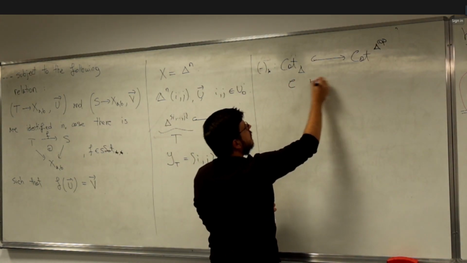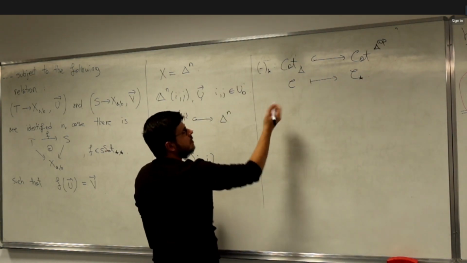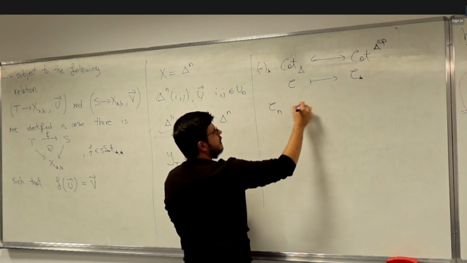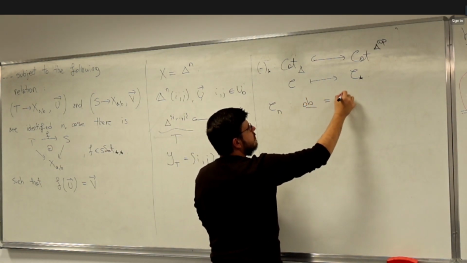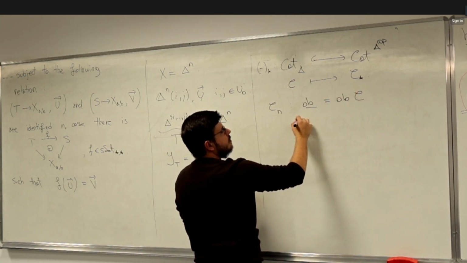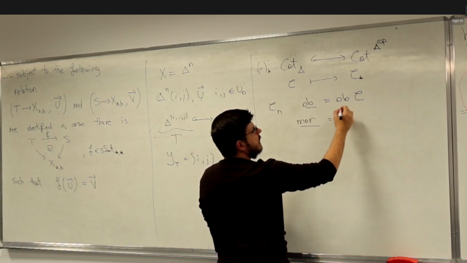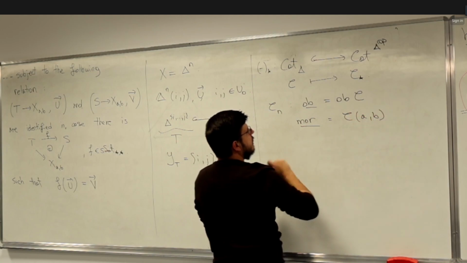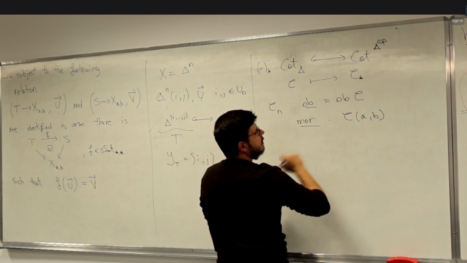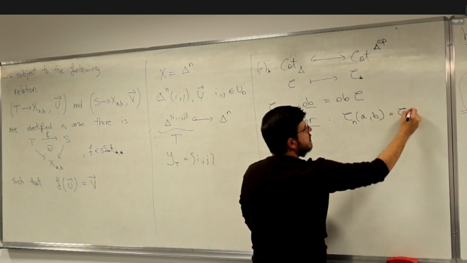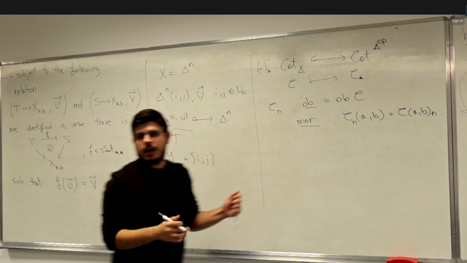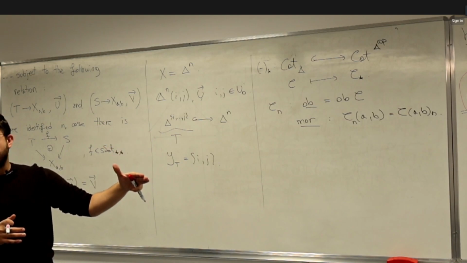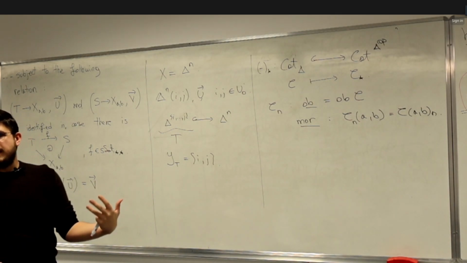So it takes a C to a C star. What's the point here? We can define the category Cn. The objects are the same as the objects of C, and the morphisms are n simplices of morphisms of C. So if I have two objects A and B, I will define Cn(A,B) to be just the n simplices in this mapping space. So you pointwise take the simplices in the mapping spaces, and it produces these categories Cn.